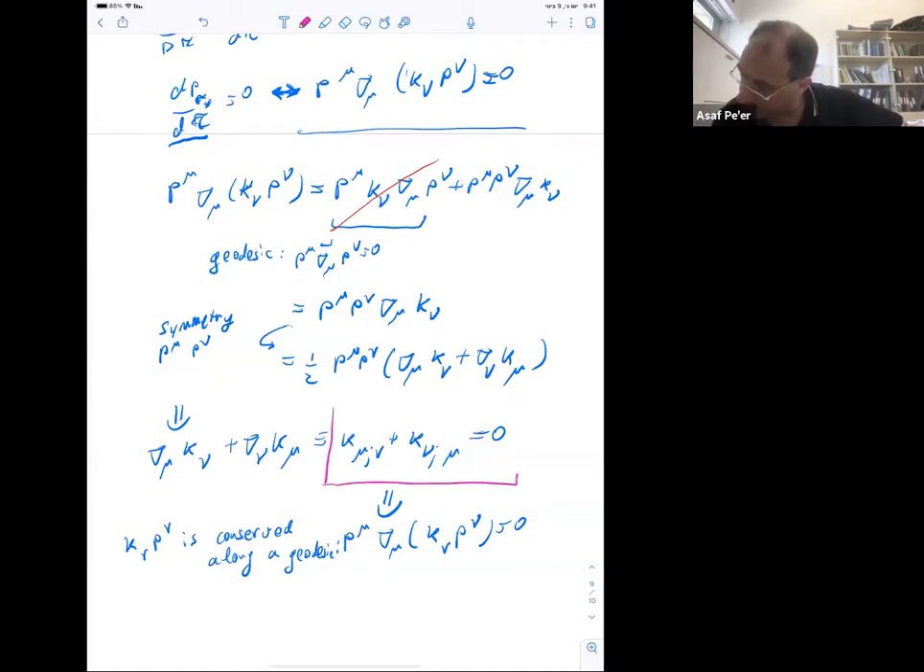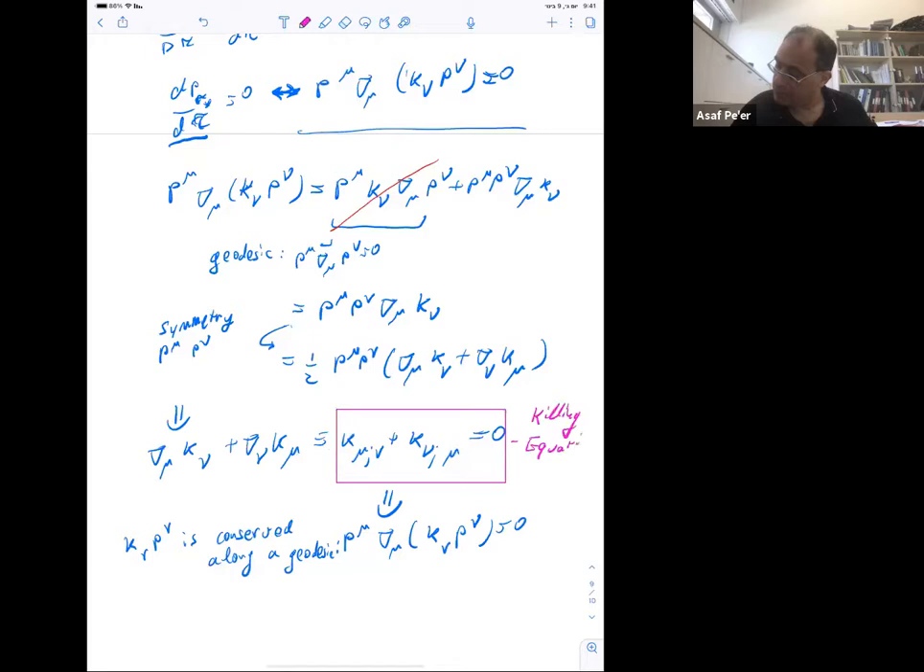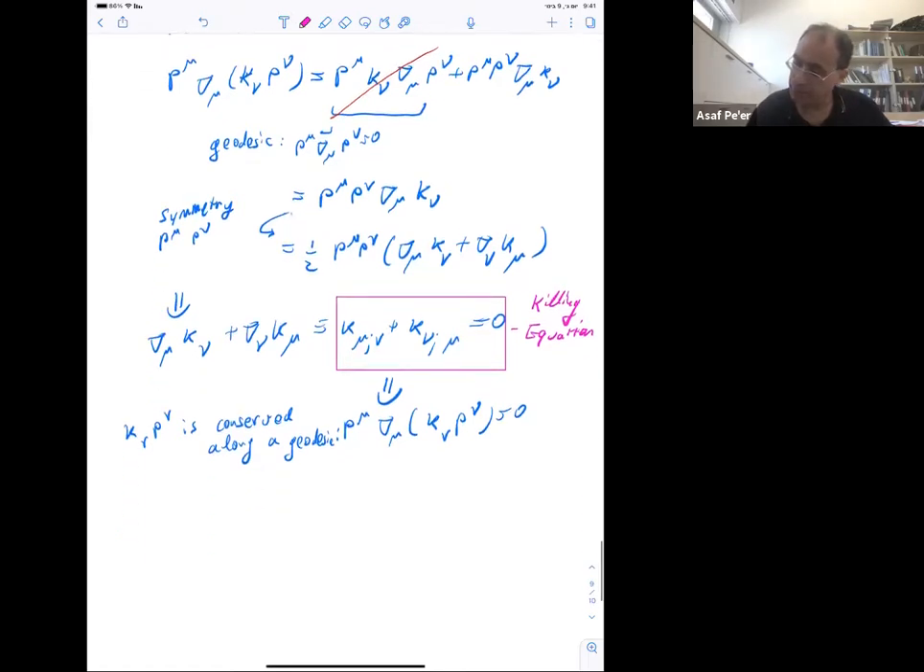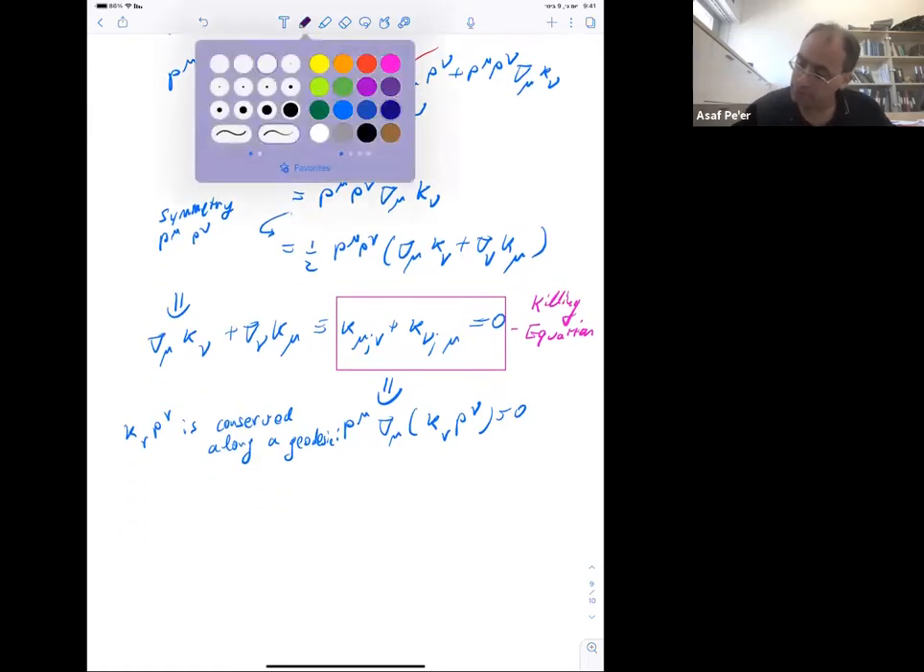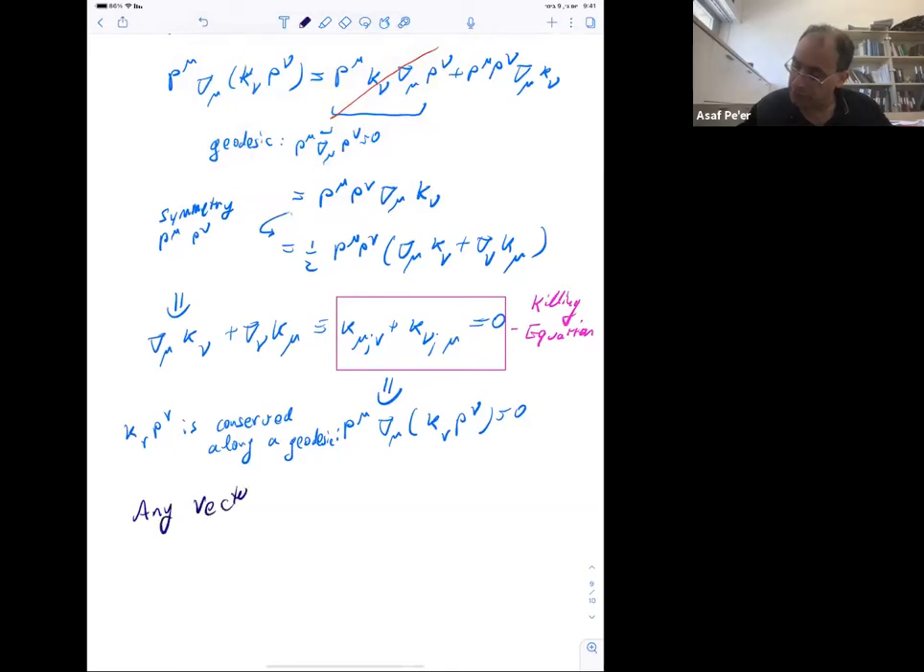Now this equation that I mark here, this has a name, and that's called the killing equation. Now, any vector K mu that satisfies this equation is called a killing vector.